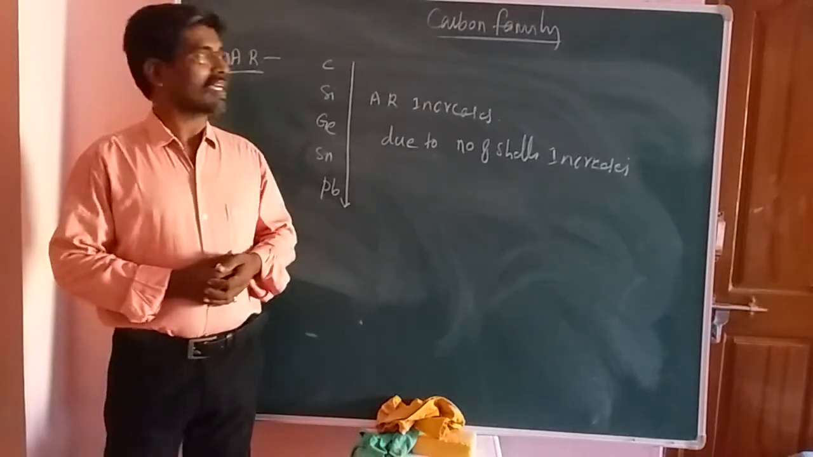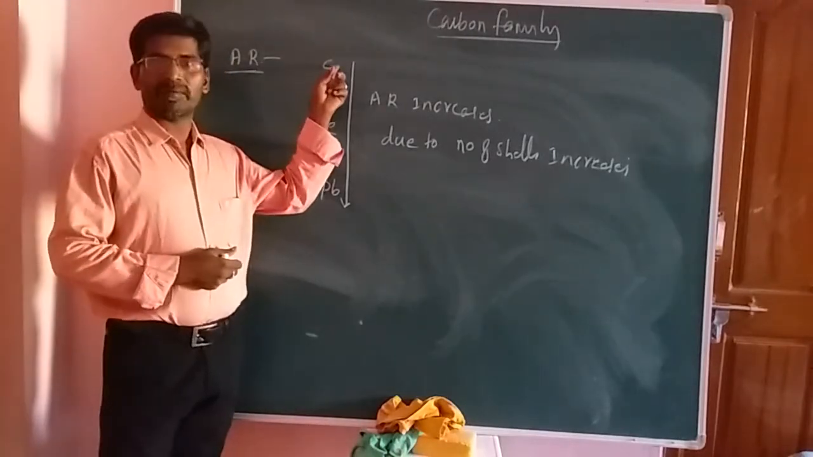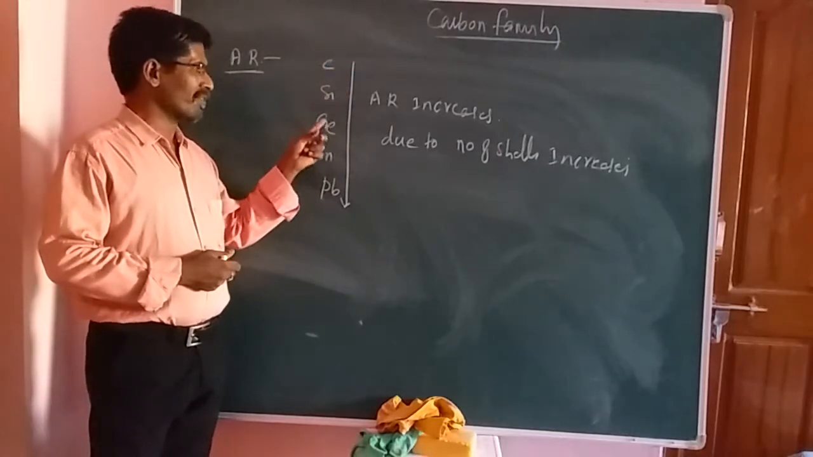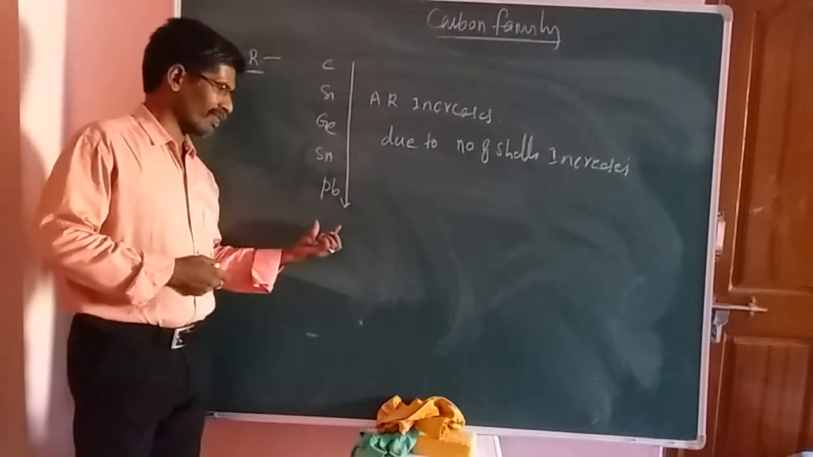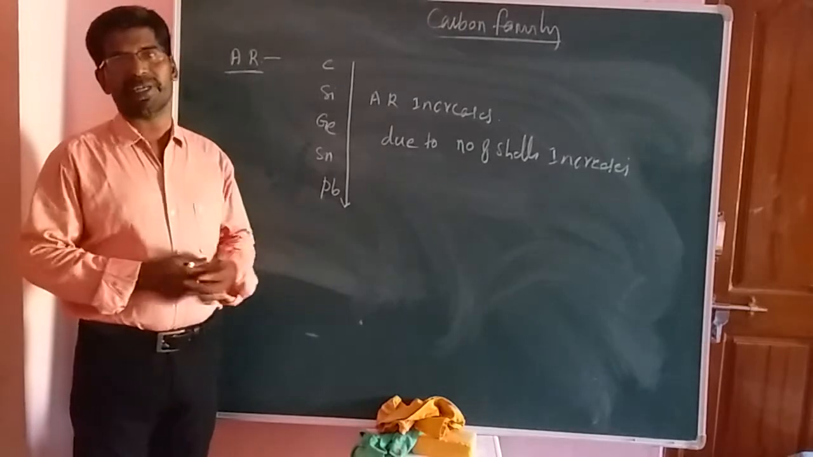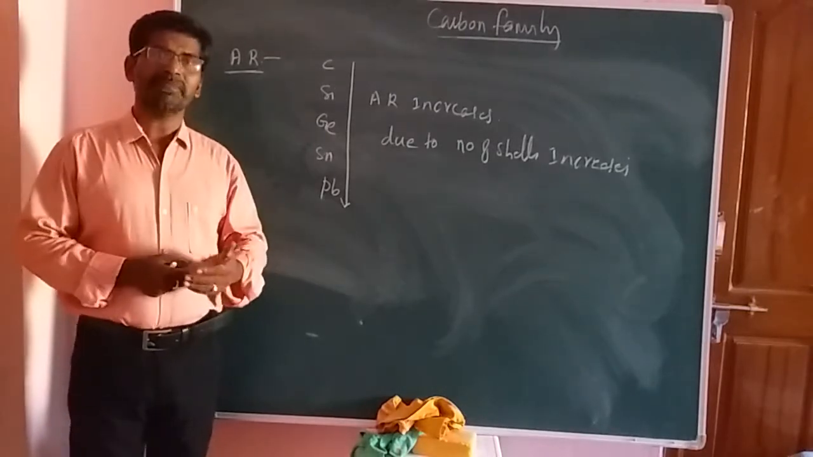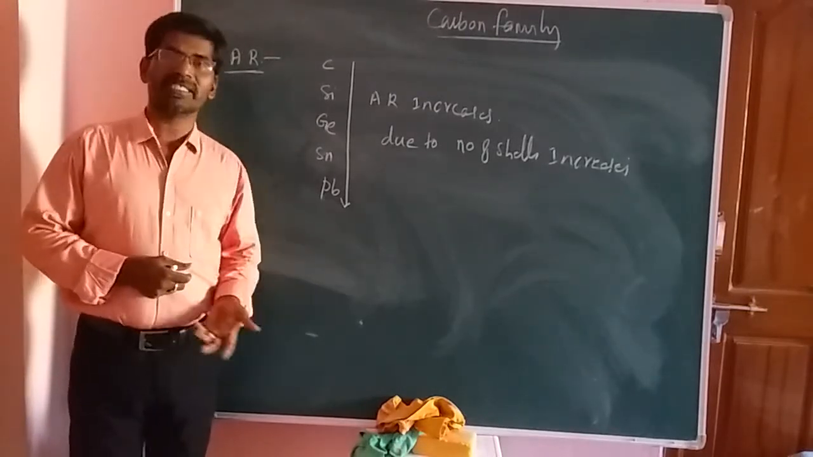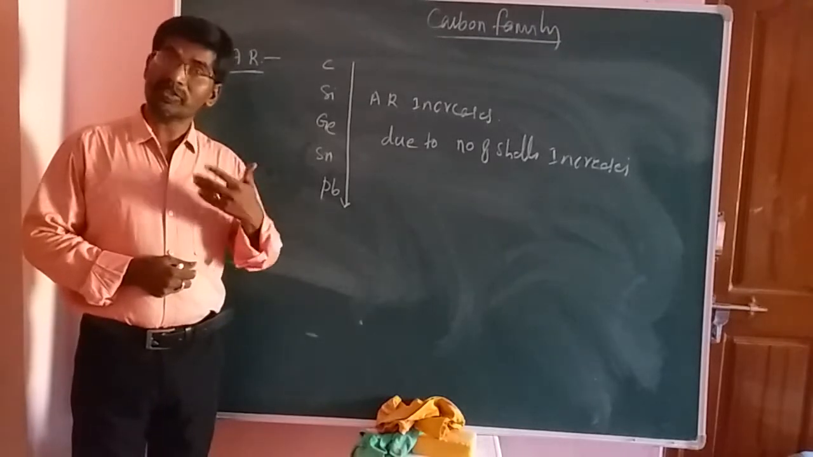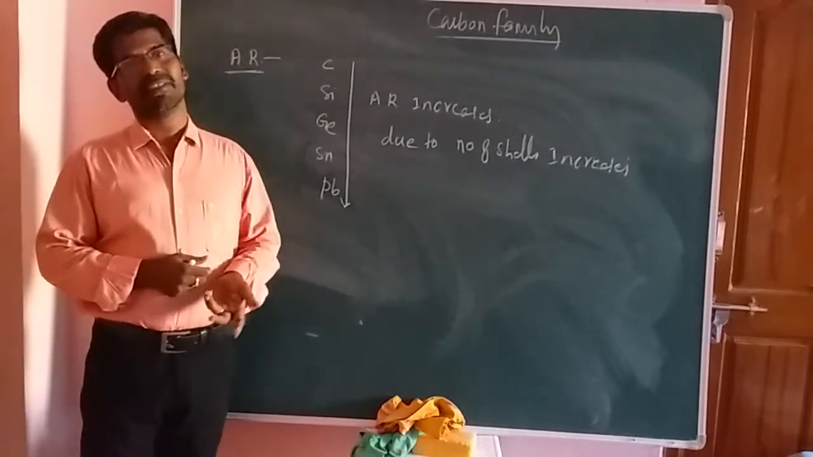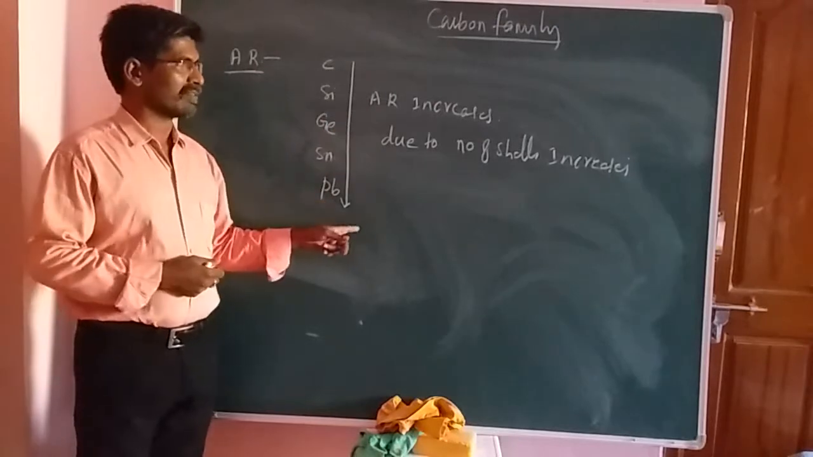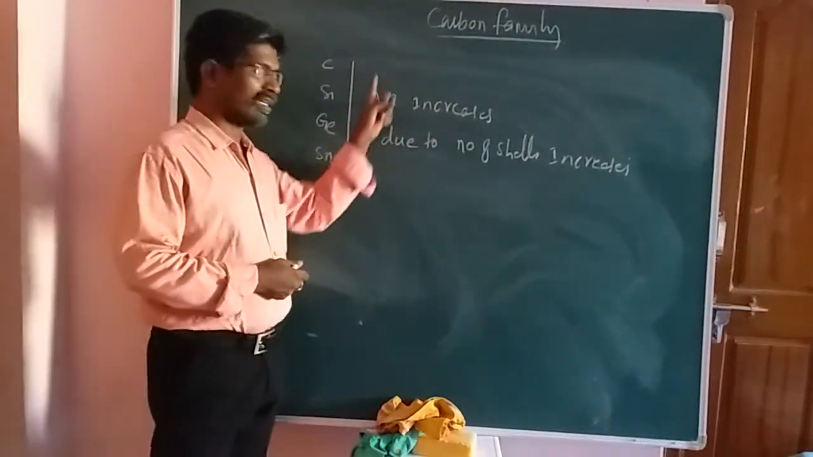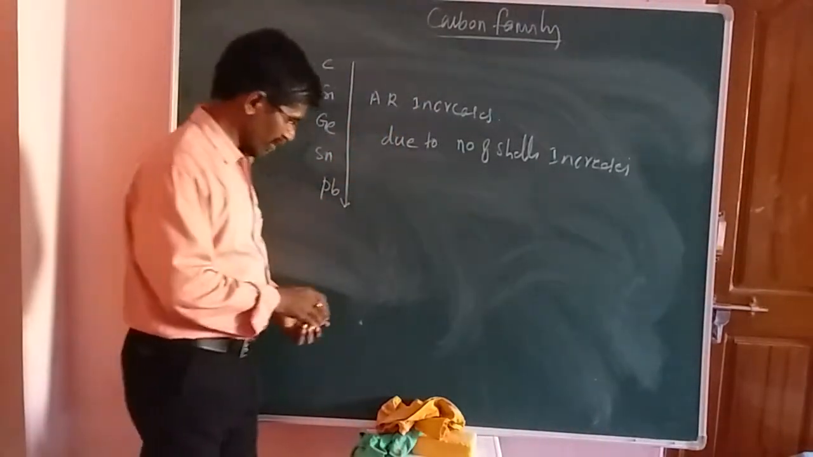Actually, we know that elements are present in the second period, third period, fourth period, fifth period, and sixth period. So from top to bottom, the number of shells increases, and the electrons enter new energy levels. So the size increases. Atomic radius increases from top to bottom. This is the important property.